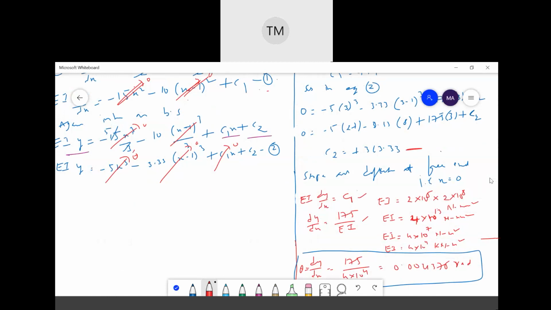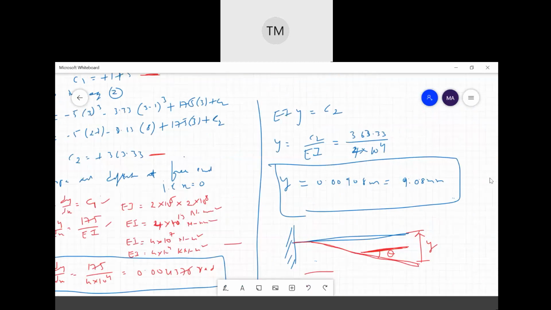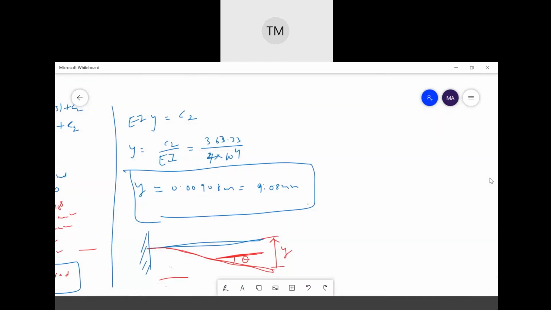Then substitute x is equal to 0 in equation 2. This term will become 0, this term will become 0, this term will become 0. The remaining term is EIy is equal to c2. Then y is equal to c2 by EI, so y is equal to 0.00908 meters, that is 9.08 mm. Is it clear? In this way you have to solve the problem.